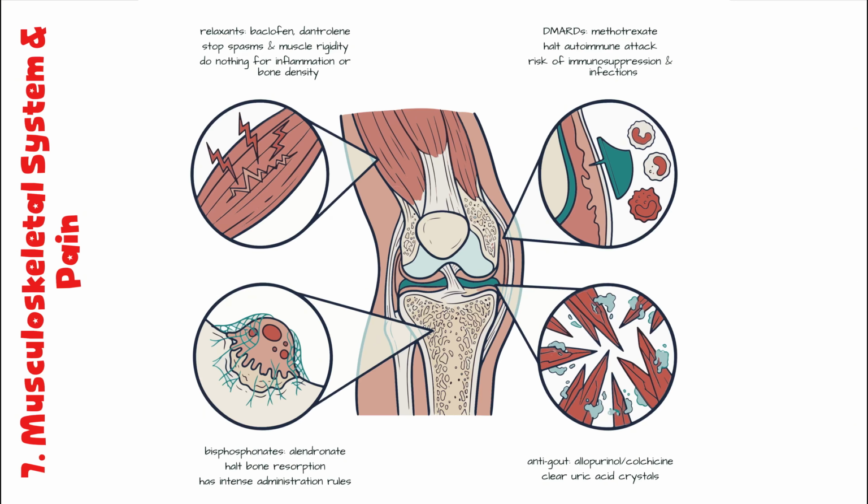Same joint, 4 different drugs hitting 4 different structures. Muscle relaxants like baclofen and dantrolene stop spasm and rigidity. They do nothing for inflammation or bone density. DMARDs, like methotrexate, halt the autoimmune attack on the joint at the cost of immunosuppression. Bisphosphonates like alendronate halt bone resorption with intense administration rules. And anti-gout drugs like allopurinol and colchicine clear uric acid crystals out of the joint entirely.